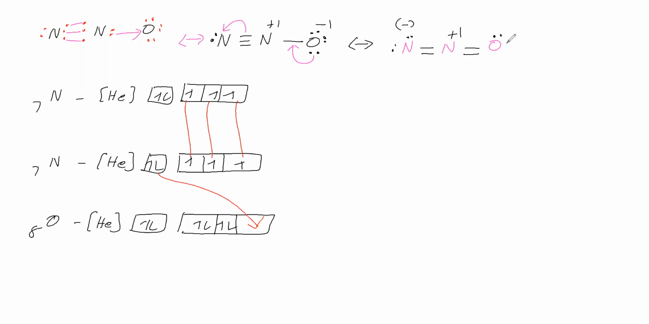This oxygen will have 2 lone pairs, so the negative charge vanishes. For this nitrogen, this side double bond, this side double bond, therefore the positive charge persists. It is a resonance structure. So we have written the resonance structures of N2O.